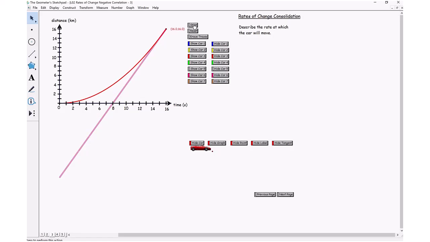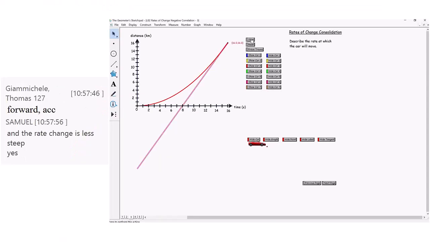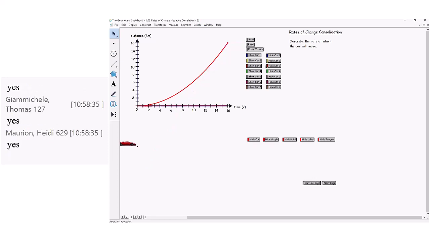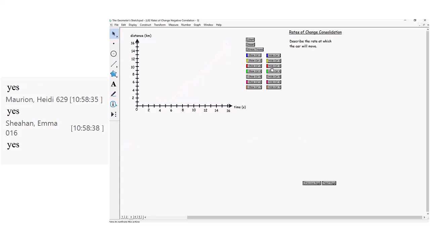We comfortable with that now? Maybe you can just type in the chat box just to let me know. Okay, perfect. Reset. I'm going to hide that car. And now let's show car 4 now that we're getting the hang of that.